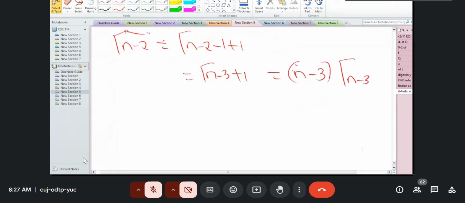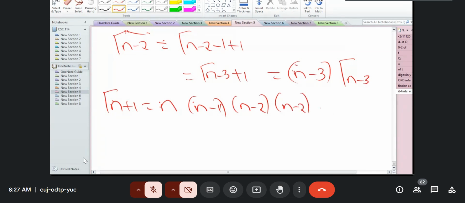So in other words, we are having gamma of n plus 1 equals n times n minus 1 times n minus 2 times n minus 3 times all the way up to gamma of 1. But we just proved that gamma of 1 is equal to 1.